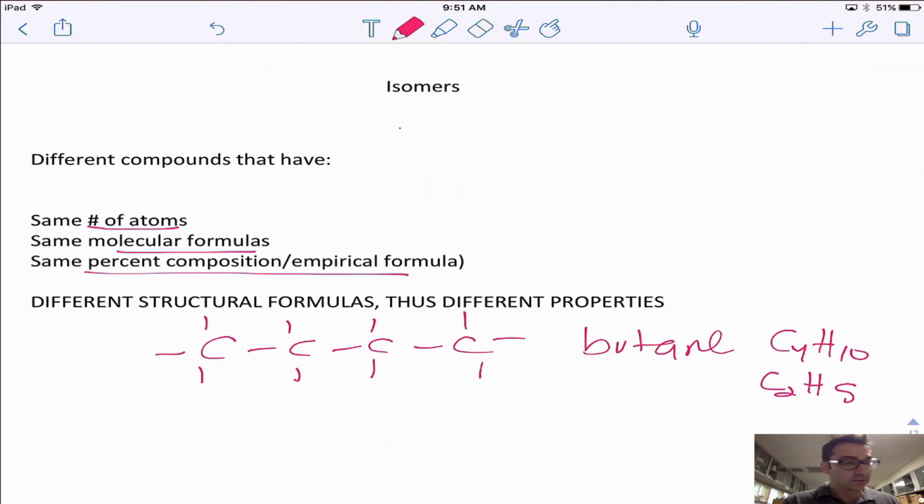Well, a common tactic, if they say make an isomer, is to take one of the end carbons and put it in the middle, making the longest chain shorter. Now if I count up the carbons here, I have C4H10. I can reduce that to C2H5. So the molecular formula, the number of atoms, the empirical formula, and the percent composition will all be the same. But now this is a different compound. It has a different structure. Its name is methylpropane.